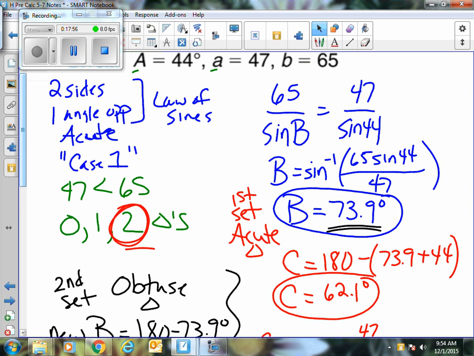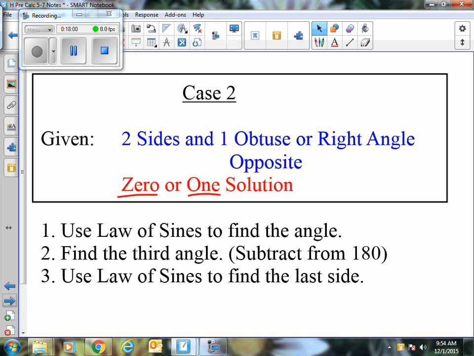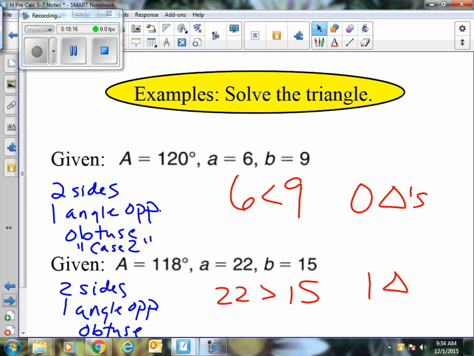Okay, so I wanted to do one from start to finish. Case two, just a quick review over that one. Case two is a little bit easier scenario because case two is a situation where the angle opposite is obtuse or right, meaning it's the biggest angle in the triangle. Pretty straightforward here. Either the side opposite is longer or it's not. So if it's longer, yeah, great, you'll have a solution. If it's not, you don't.